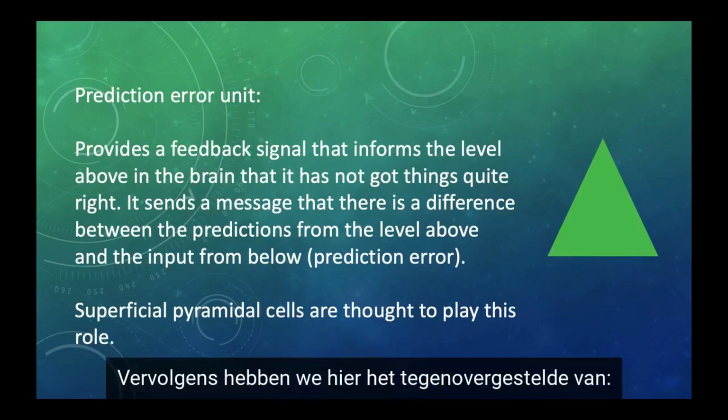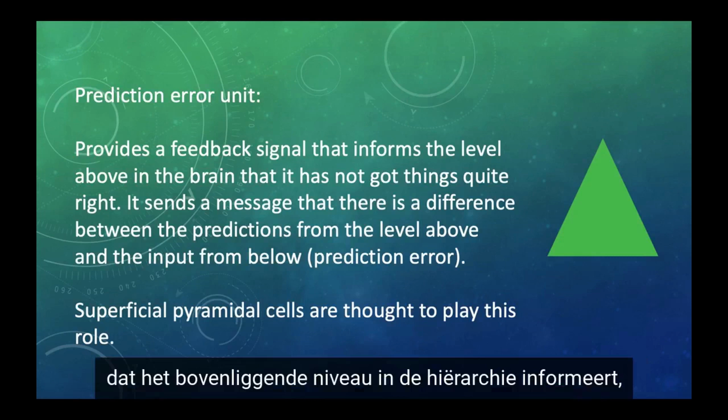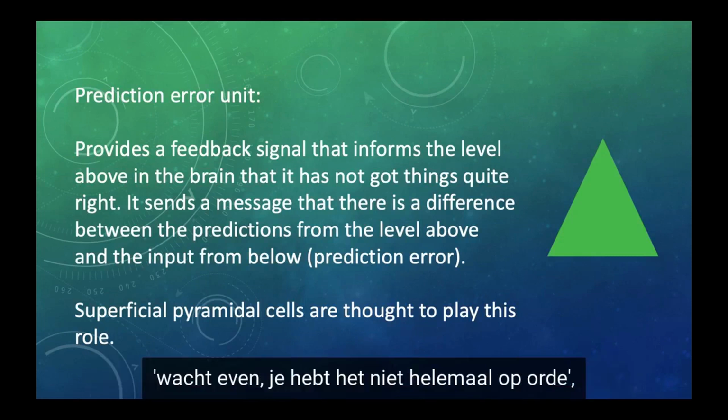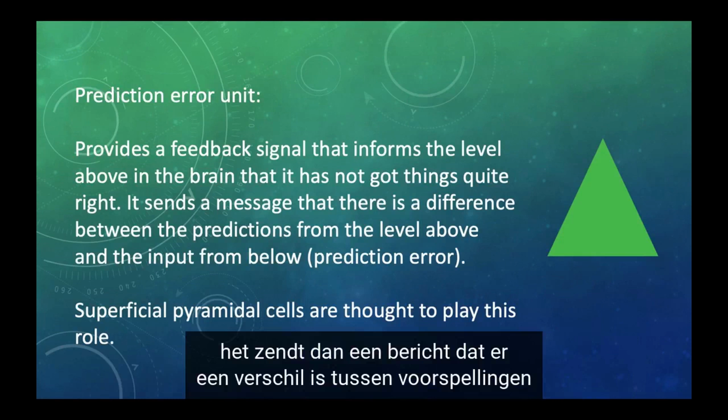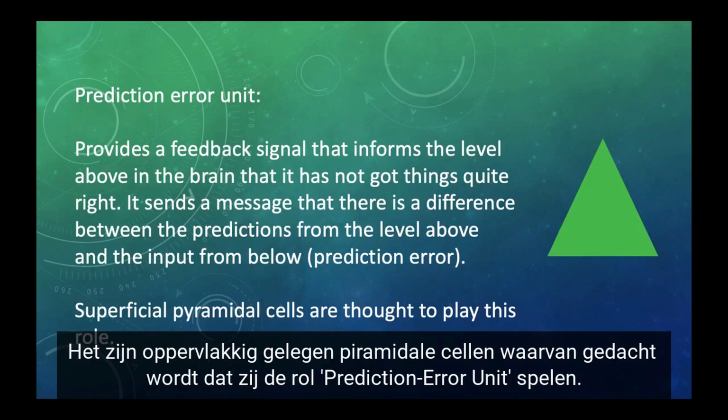Then we have its opposite, if you like, the prediction error unit. This is something that's providing a feedback signal that informs the level above in the hierarchy: hang on a sec, you haven't got things quite right. And it sends a message that there's a difference between the predictions from the level above and the input from below. And it's superficial pyramidal cells that are thought to play this role.